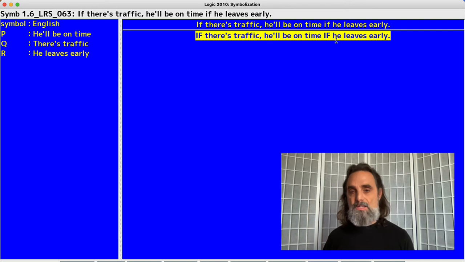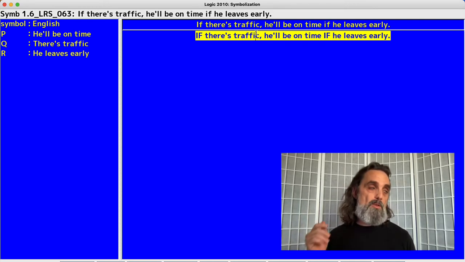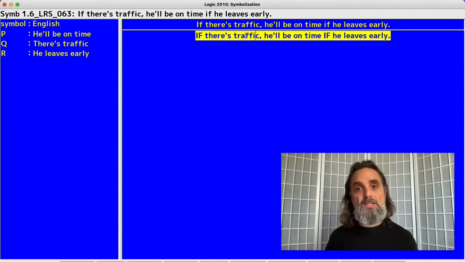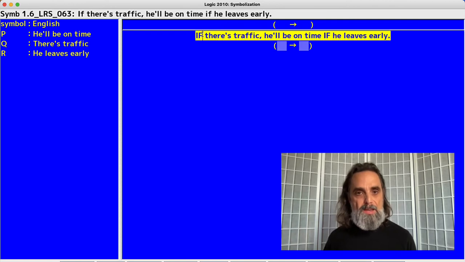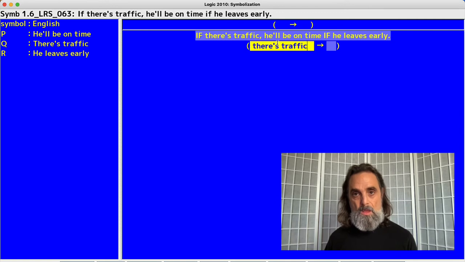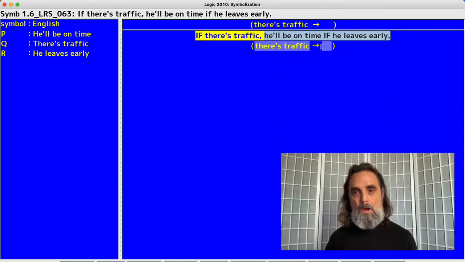Both of these pass the removal test. When we're left with multiple pieces of logical vocabulary that pass the removal test, then the main operator is the one that makes the sentence break at the comma. And this one makes the sentence break at the comma. So this is the main operator. So this is the conditional. The antecedent is what comes after the if up until the comma, and the consequent is what comes after the comma.